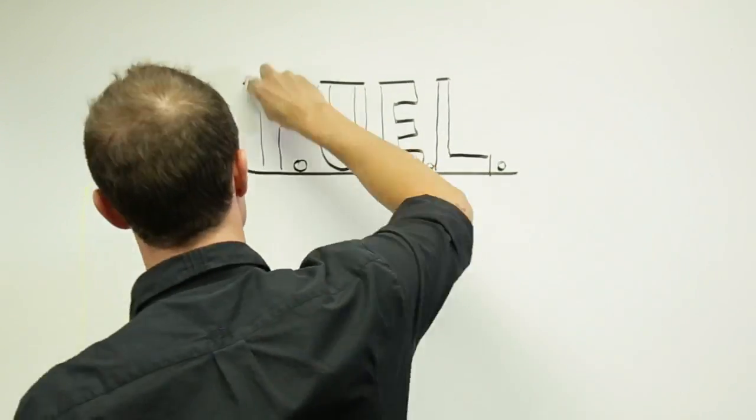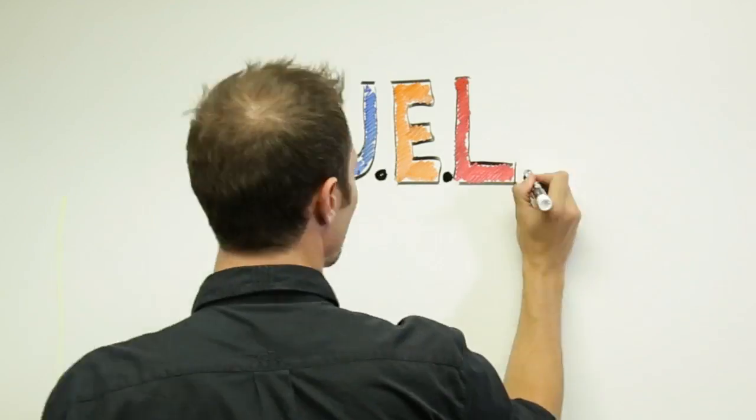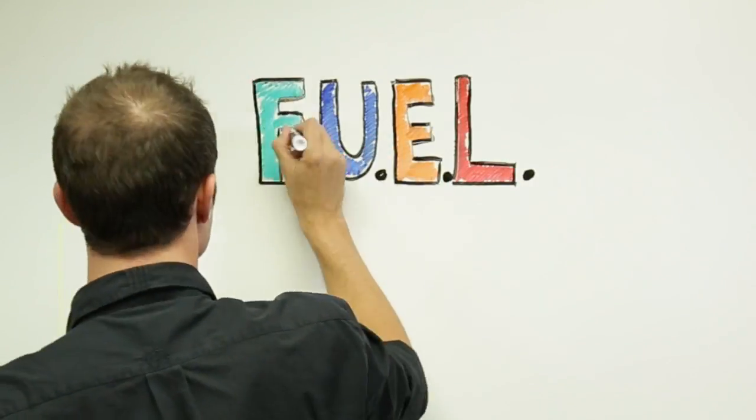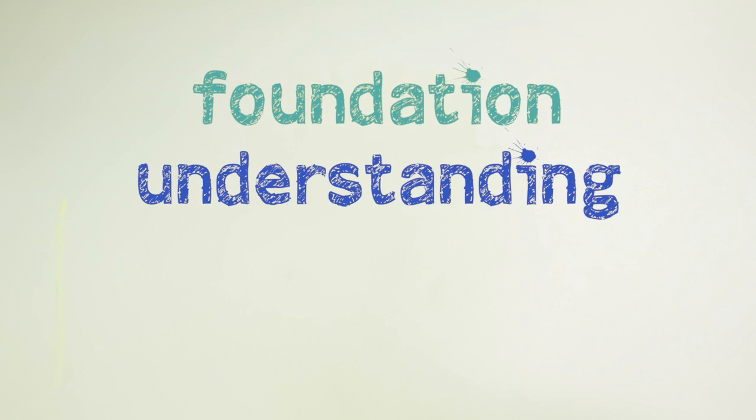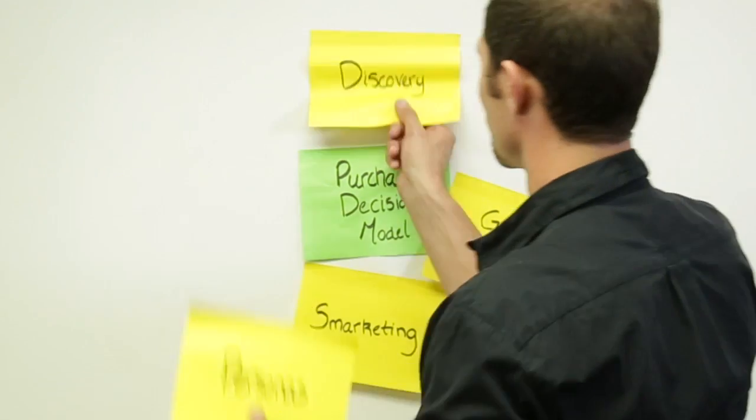A successful lead nurture program requires sound strategy and execution. Here at 90 Octane, to help on the strategy front, we use a toolset called FUEL. It stands for Foundation, Understanding, Engagement, and Learning. Today, we're going to focus on Foundation, and more specifically within Foundation, we're going to focus on the purchase decision model.